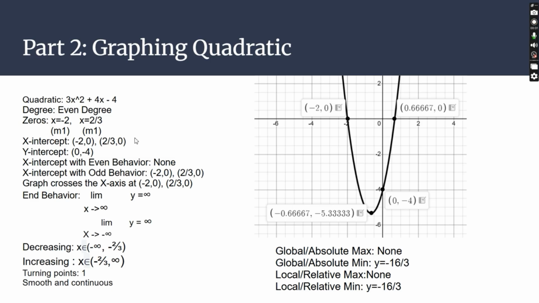Because the polynomial has an even degree and a positive leading coefficient, both ends of the graph rise towards positive infinity. The graph has one turning point because quadratics can have at most one. This turning point is a minimum at y equals negative 16 over 3. The graph is decreasing until x equals negative 2 over 3 and increasing after that. Altogether, this is a smooth, continuous U-shaped curve with no absolute maximum, but one absolute minimum.